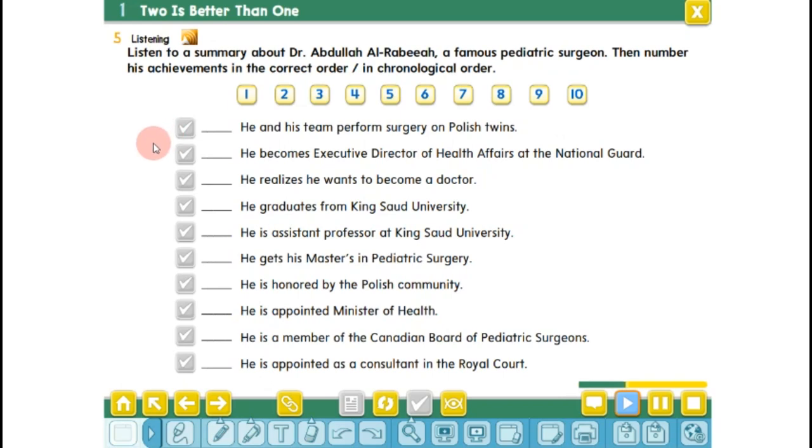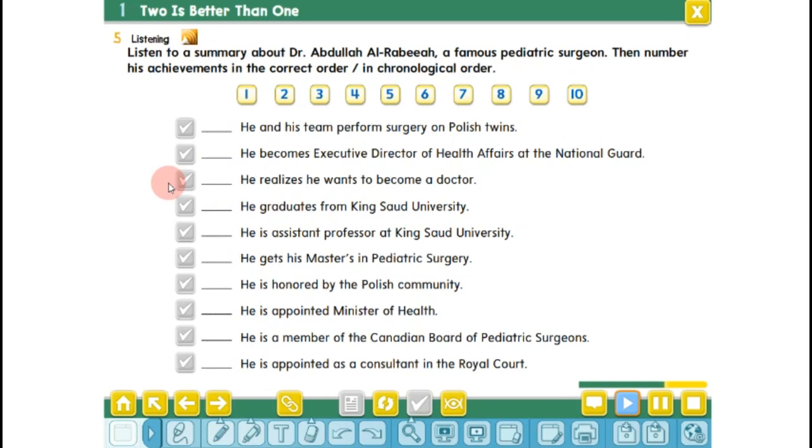Dr. Rabia soon returned to Saudi Arabia and became an assistant professor of pediatric surgery at King Saud University and a pediatric surgery consultant at several hospitals in the kingdom. From 2005 to 2009, he held the position of Executive Director General of Health Affairs at the National Guard, and in February 2009, he was appointed Minister of Health. In January 2005, Dr. Rabia and his team made medical history by separating a pair of conjoined twins after 15 hours of surgery. This was the ninth successful operation of its kind performed at the Health Affairs at the National Guard Medical City in Riyadh.